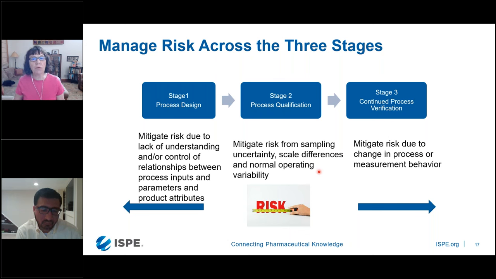Remember, we talked about reproducibility, ongoing reproducibility. What about the effects due to different raw materials and operators and so on? And then finally, in stage three, the risk we're mitigating is due to any change in the process, measurement, or behavior. We want to identify that change as soon as possible.